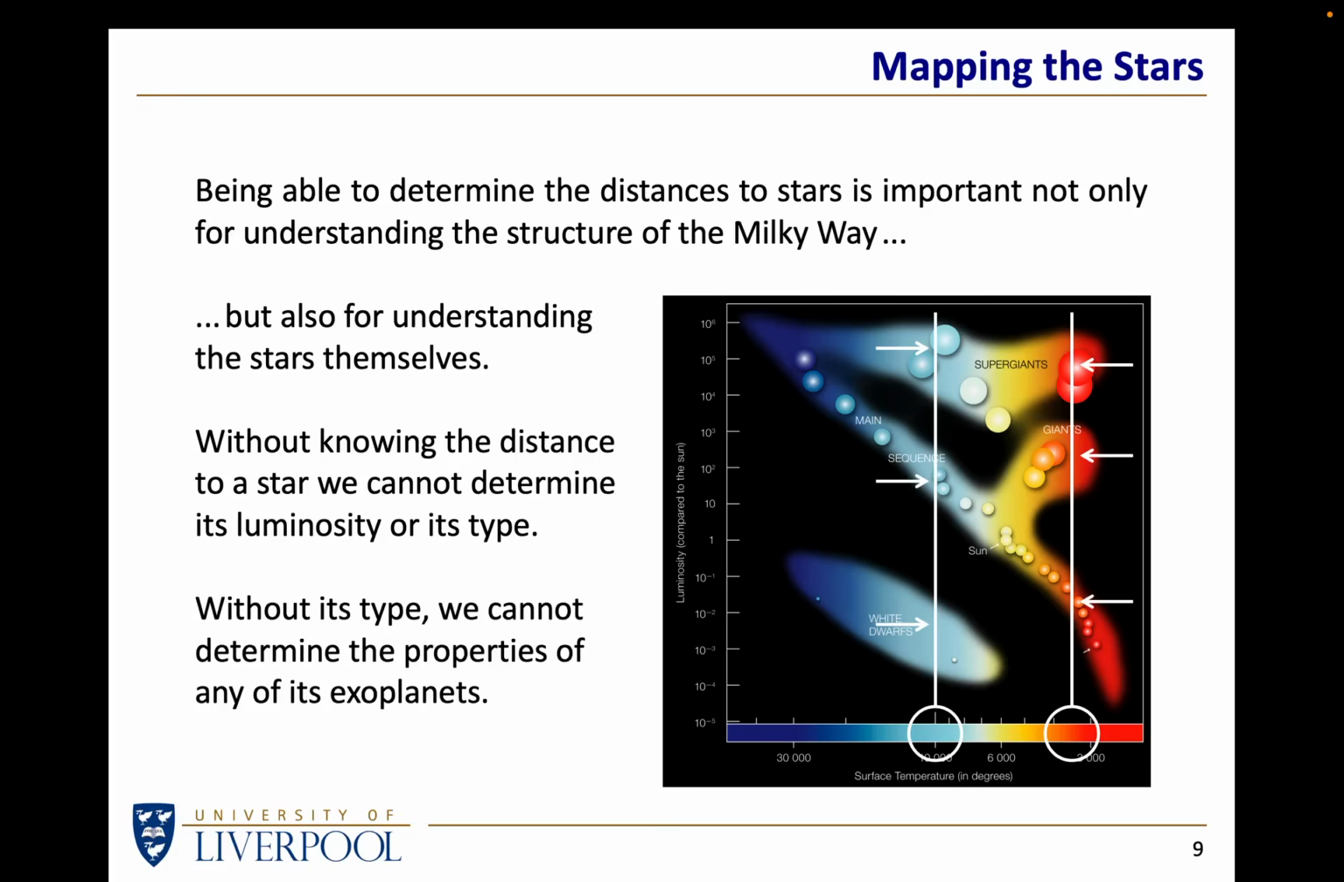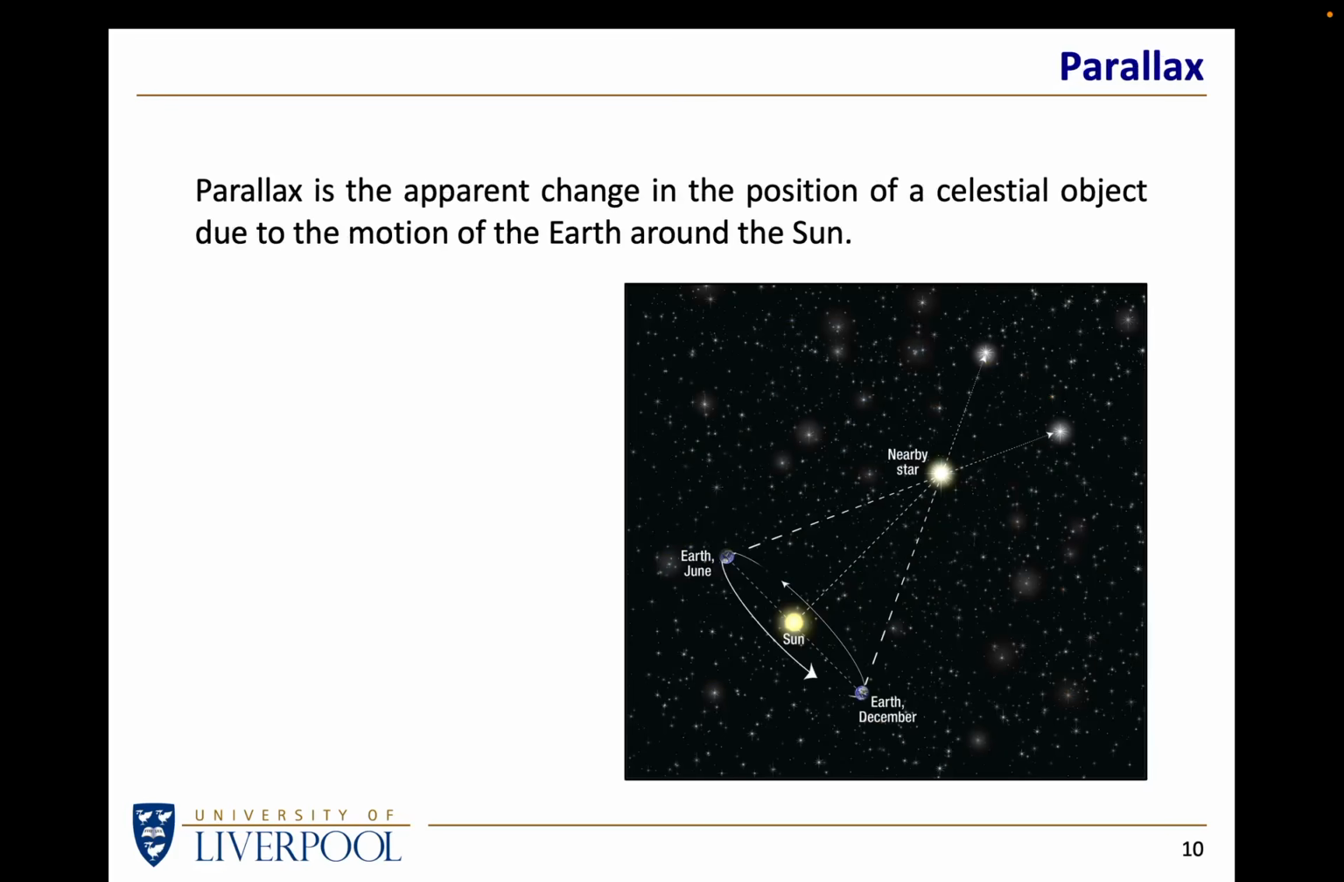So understanding distance is important for multiple reasons: knowing the 3-dimensional structure of the Milky Way, as well as understanding stellar evolution better than we do now. So in order to get at distance, what's the standard way of measuring distance to the stars? It's a system called parallax.